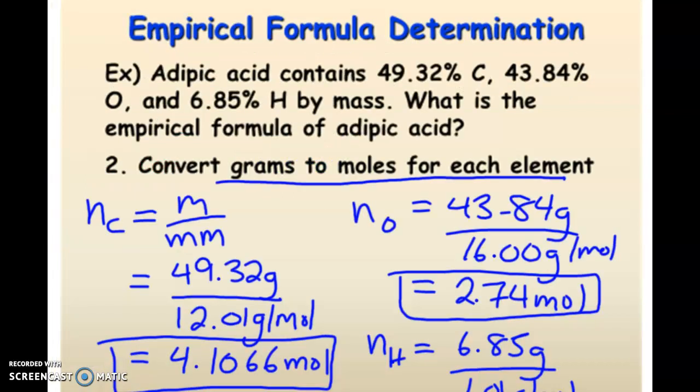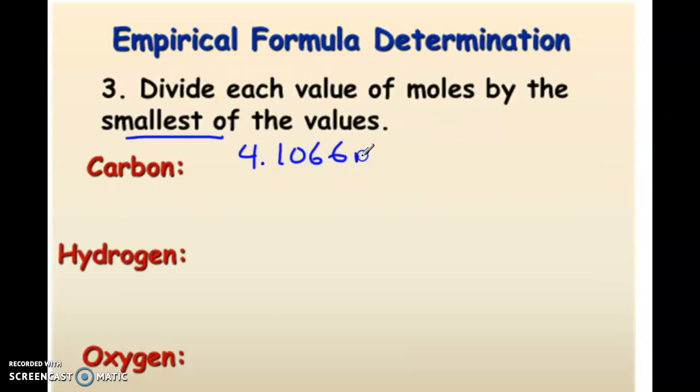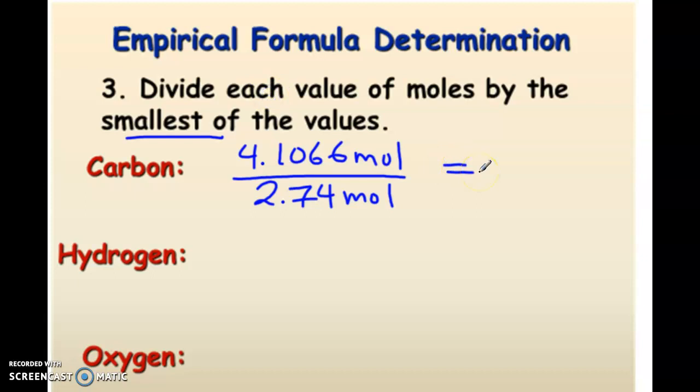4.1066. Was it a 1 or 0? Thank goodness. Moles divided by 2.74 moles. Right? So our smallest value is oxygen. So what we're going to do here is we're going to get a value. 4.1066 divided by 2.74. So here we get 1.499 basically. There's no unit actually for this because the units of moles cancel.